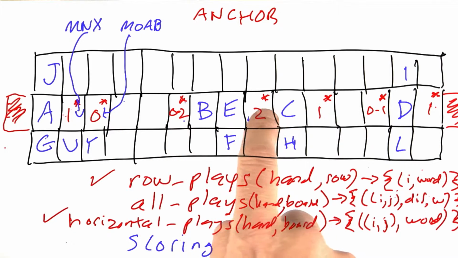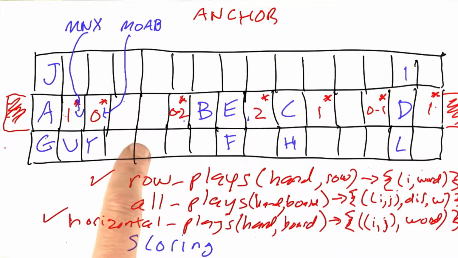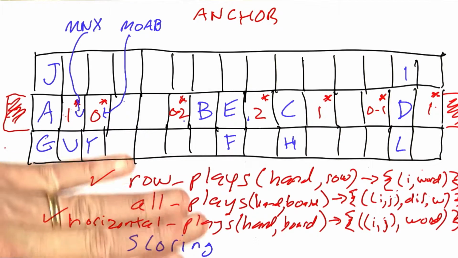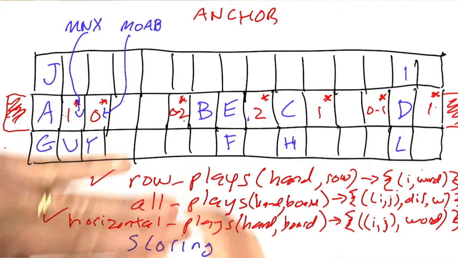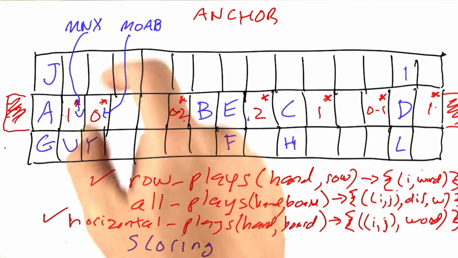An anchor is something that's next to an existing letter. That will get most of the anchors, but not quite all of them. Because notice, if we didn't have this row here, we wouldn't know that that spot is an anchor. To find all the anchors, we're going to have to look at all the rows, or at least the two adjacent rows on either side.